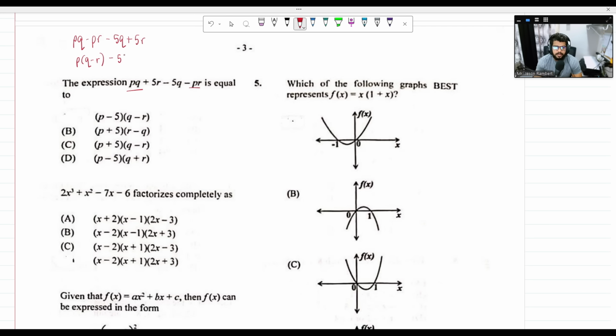Take away 5 into Q minus R. Q minus R into P minus 5. A is the answer.